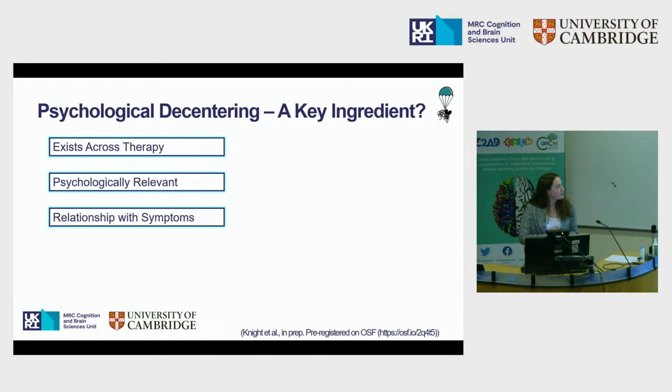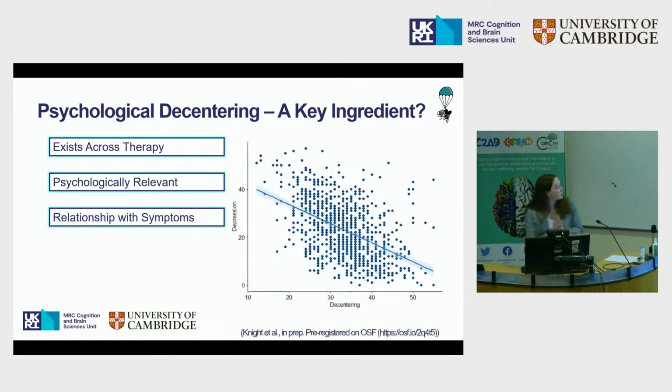We also know that decentering has a unique relationship with symptoms. I'm going to show you a graph, and on the y-axis, the one going up, you've got depression symptoms, and on the x-axis, the one going along, you've got decentering. What you can see here is that people who rate their depression symptoms as really high tend to rate themselves as quite poor at decentering, whereas individuals who have higher scores on decentering tend to have fewer depression symptoms, and we notice that with anxiety as well.